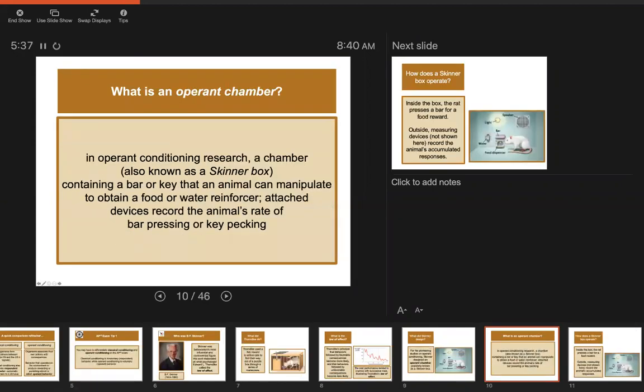So what is an operant chamber? In operant conditioning research, a chamber containing a bar or key that an animal can manipulate to obtain food or water. Attached devices record the animal's rate of bar pressing or key pecking.